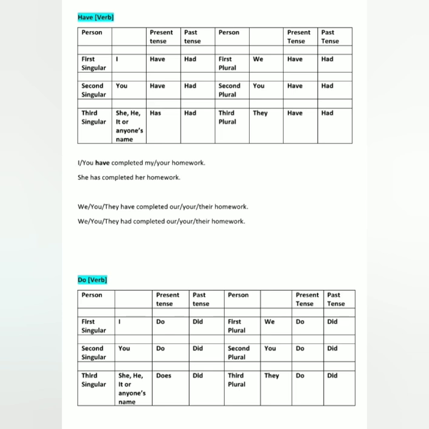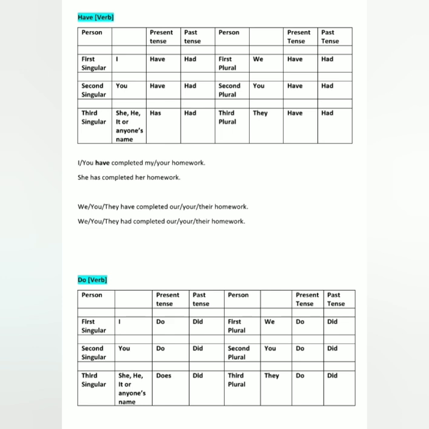Okay, now coming to the plural number, first person plural we, second person plural you, and third person plural they, in present tense we use have. Like we have completed our homework, they have completed their homework. Okay, and in past tense we use had. The past tense of the verb have is had. So with first person, second person, and third person, we use had. So the form of the verb also needs to be modified according to the person of the subject. Like we had completed our homework, you had completed your homework.